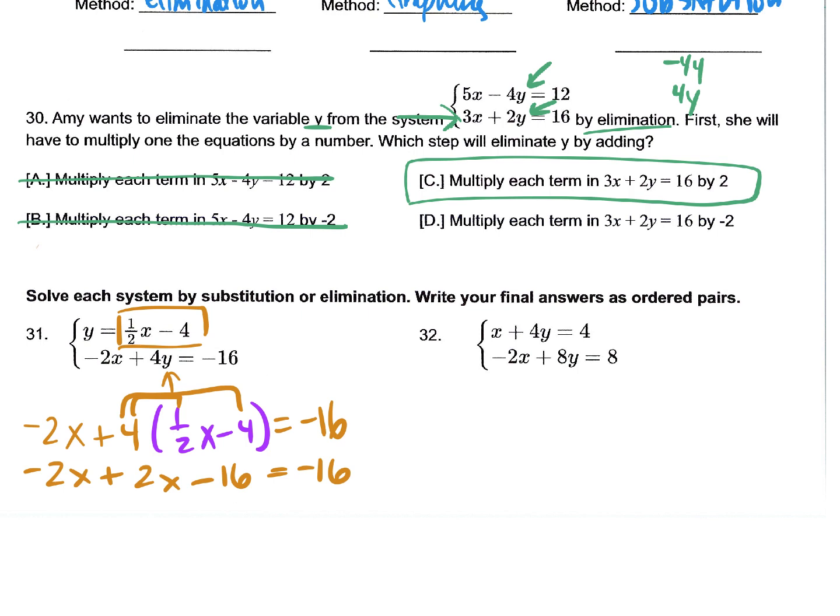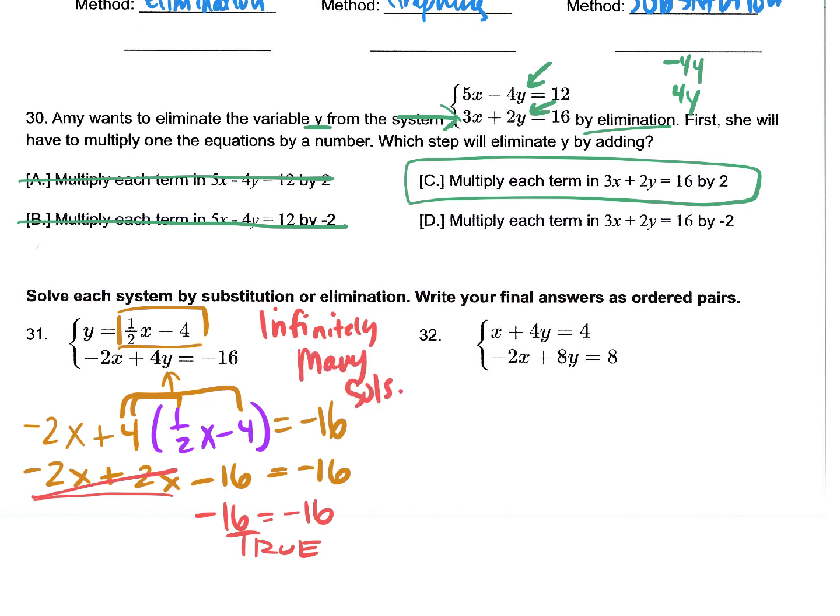But if you were to simplify this, a -2x and a positive 2x, when you combine like terms, goes away, leaving you with -16 is equal to -16. This is a true statement. Anytime you end up with a true statement for a system of equations, that means infinitely many solutions. If you had typed this into Desmos, what would have happened is you would have had 2 lines right on top of each other, meaning they were the same line. So something like that you can see on Desmos.